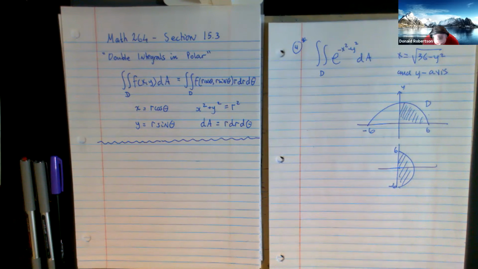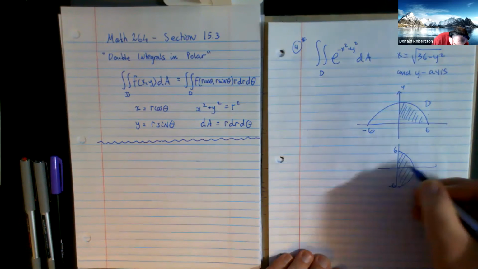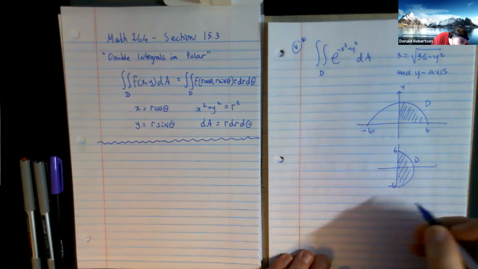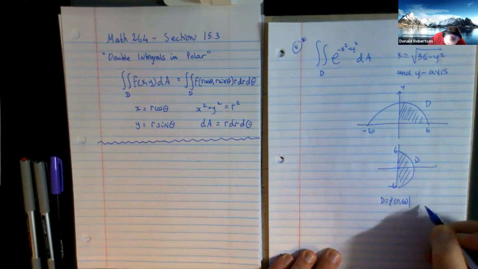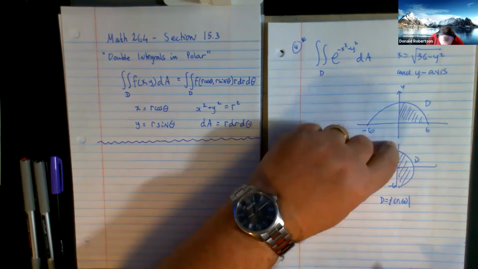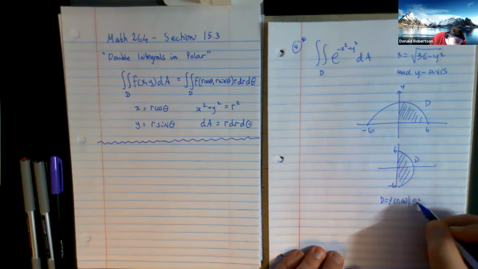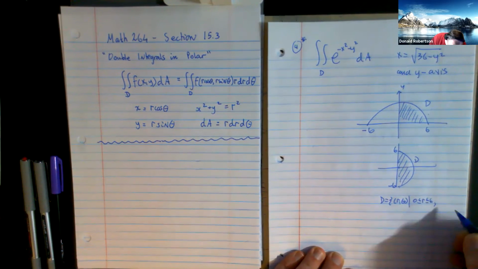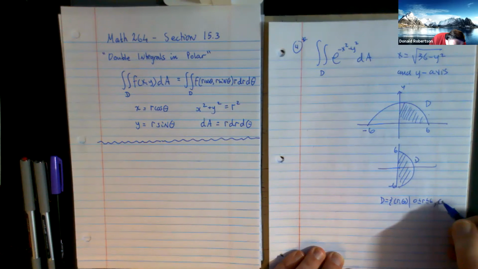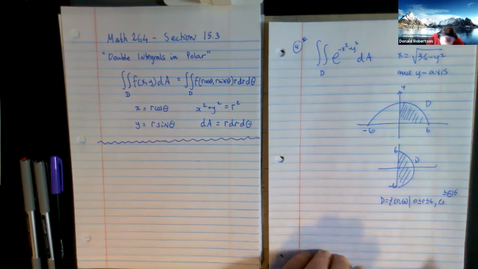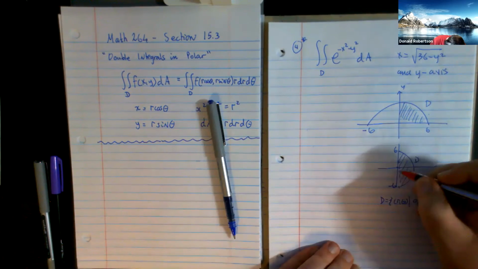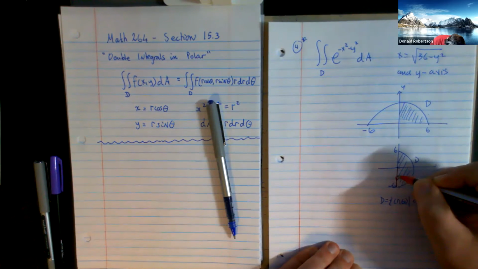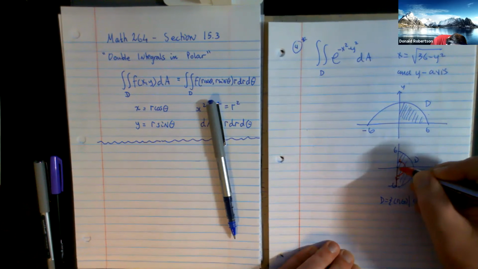Right. Now, I want to describe this region in terms of r and theta, of course. Well, the radius part is 6, so I know it's going to go from 0 to 6. And the theta guy, you're going to start by going this way, and then you're going to rotate and finish that way, right?